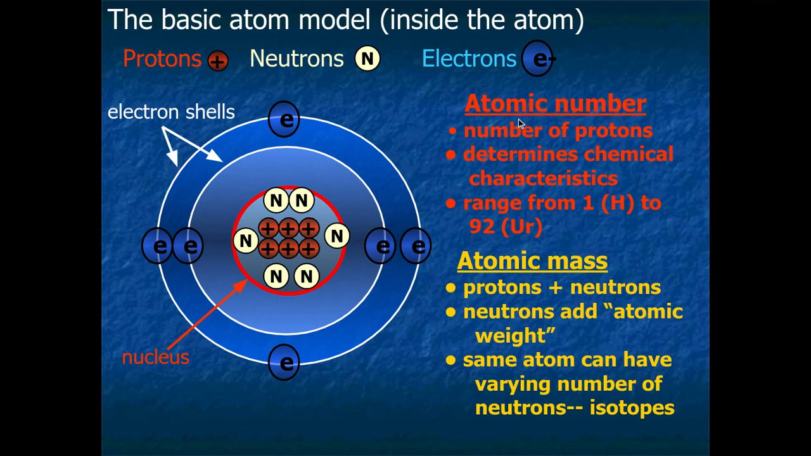Number one term, atomic number, just represents the number of protons found in the nucleus. Atomic mass represents protons plus neutrons. So in the next couple slides, we're going to play a little simple math game, and we're going to determine how many neutrons an atom has, how many protons the atom has, and so forth.